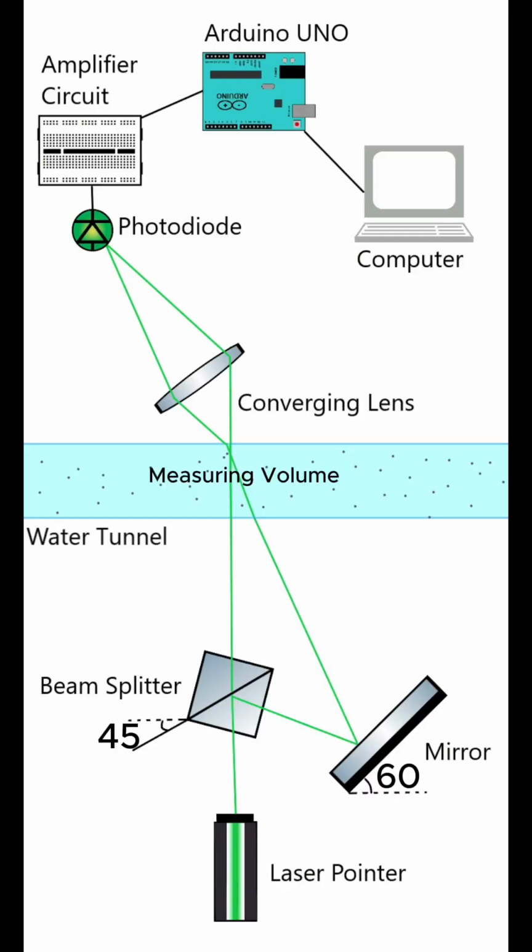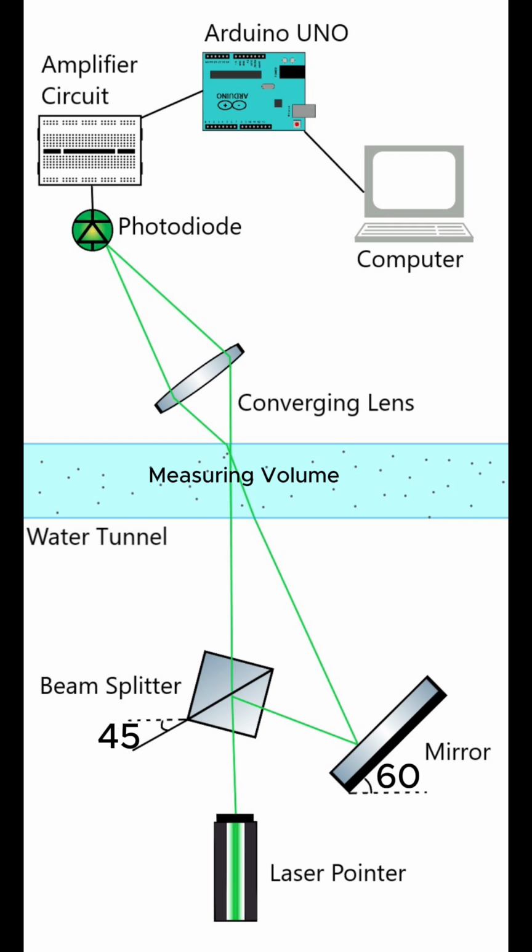We tried this experiment by using aluminum particles flowing in water, and the laser beams will scatter by these particles. We used a laser, a beam splitter, a mirror, a converging lens, a water pump, and some aluminum particles. We also used a photodiode on a breadboard setup and an Arduino Uno to get signals and then transfer them to MATLAB on a computer.